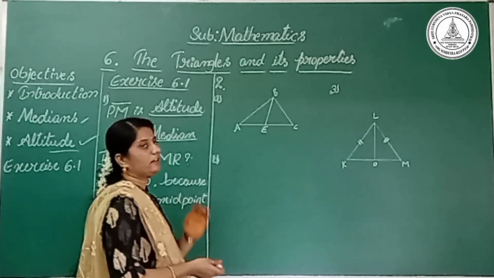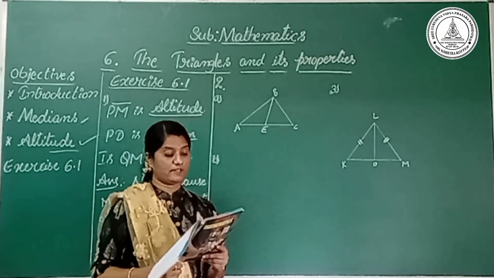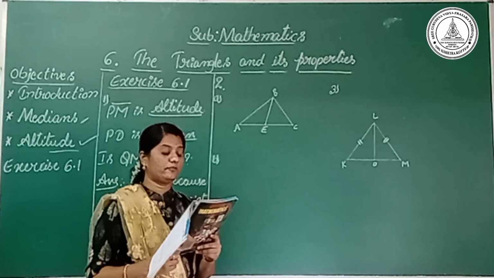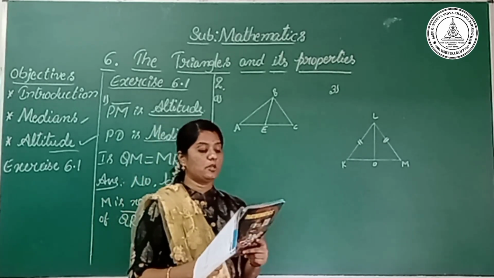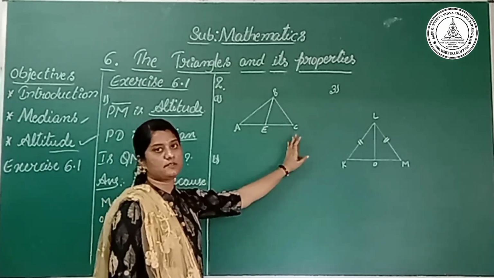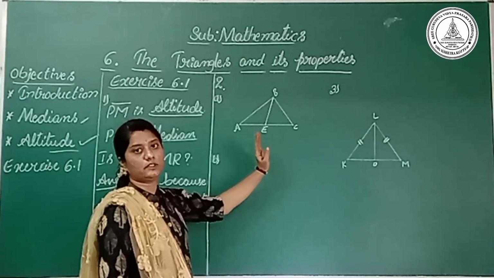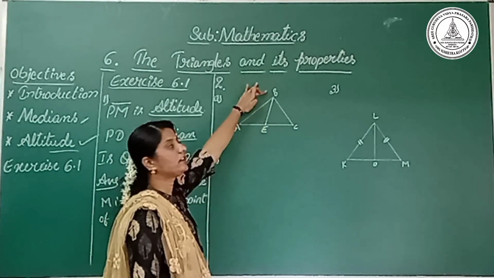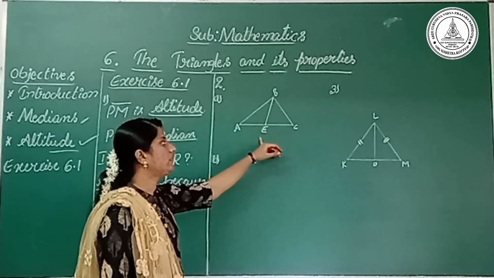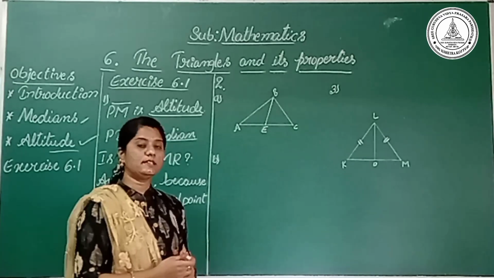Then the second question: draw sketches for the following. In the first one, triangle ABC, BE is a median. So here there is a triangle ABC and BE is a median. A median is a line segment which connects a vertex to the midpoint of the opposite side.